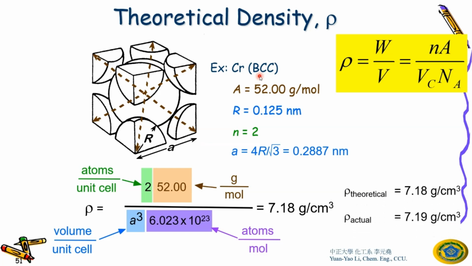Okay, but when you can do the calculation for the theoretical density, you can also do the measurement of the density of the chromium, right? For the actual density, it's about 7.19 grams per cubic meter, which is quite close.